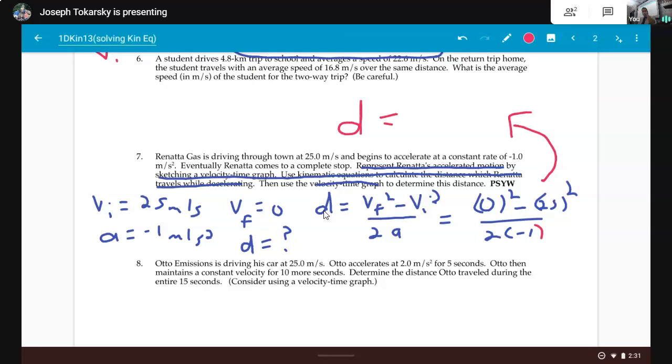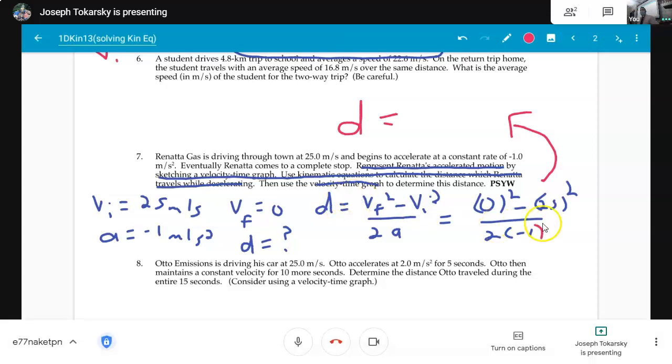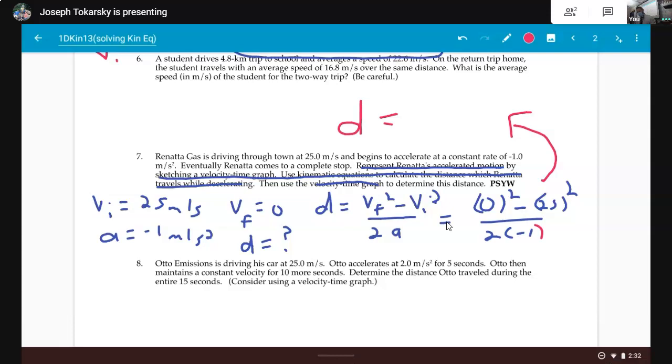Be careful on one thing with this. Look at this calculation right here. This minus, does it get squared? No, only the 25 does. That minus was there from the formula, right? And this number down here is a -1. A negative divided by a negative should come out what? Positive. As long as you plugged it in right and remembered that negative, that should be fine. But just so you look ahead to make sure it does, it should come out positive. So 25 squared divided by 2. You should get out around 312.5 meters.